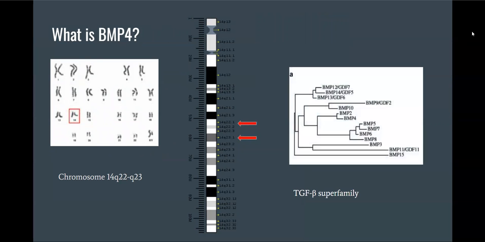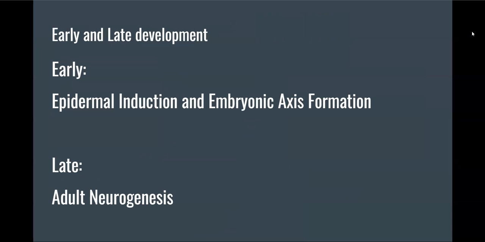So here we can see many BMPs in a family tree shown by their closeness to each other. Many members of this superfamily are known to play an important role in many developmental stages, namely embryonic axis formation. However, this presentation will primarily cover BMP4's specific roles in both early embryonic development through epidermal induction and embryonic dorsal ventral axis formation, and in later development through adult neurogenesis.